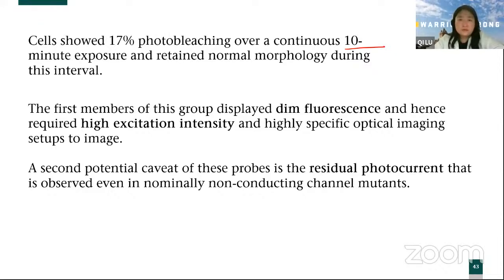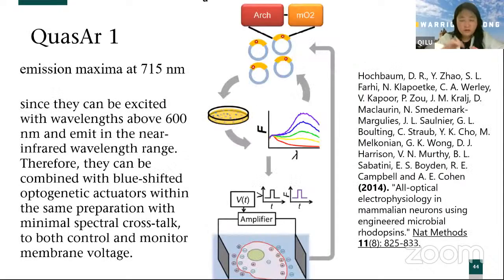function during these intervals. And the first member of this group displayed in fluorescence has required high excitation intensity and a highly specific optical imaging setup to image. A second potential liability of the probe is a residual photocurrent. So although we did single mutations to block this photocurrent, there's still some residual photocurrent left that may cause unwanted effects of this current on these voltage indicators.